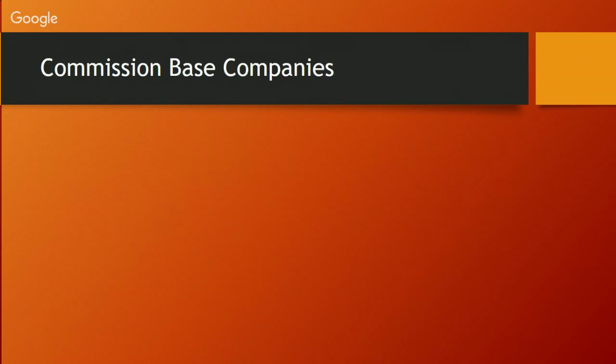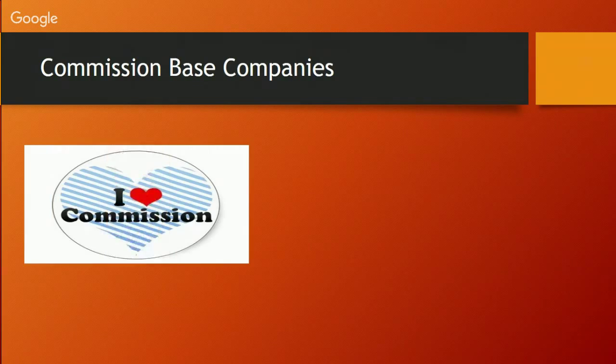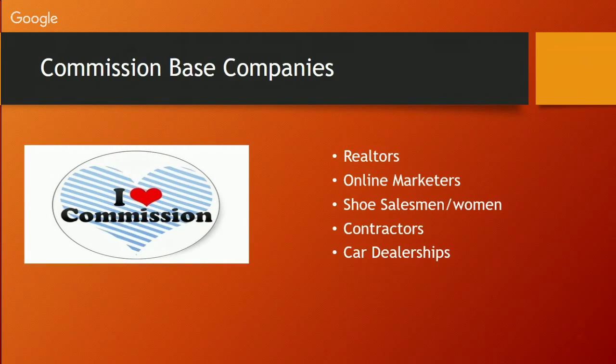Another way that you can generate leads is by going after commission-based companies. Now, commission-based companies is anything from realtors, other online marketers, shoe salesmen and saleswomen actually are commission-based. Contractors, car dealerships. I mean, all of these right here are good examples of commission. And since we're online, these are all things that you can target your list after, or you can target your offer after, to go after some of these people as well.